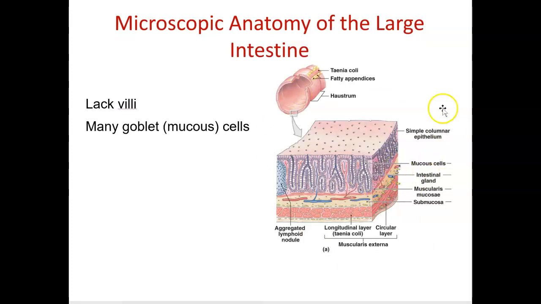If we look at the microscopic anatomy, there are no villi, so we don't have a lot of absorption here, but a lot more goblet cells. You might remember goblet cells make mucus, so we're going to want a thick layer of mucus to help move the feces through.